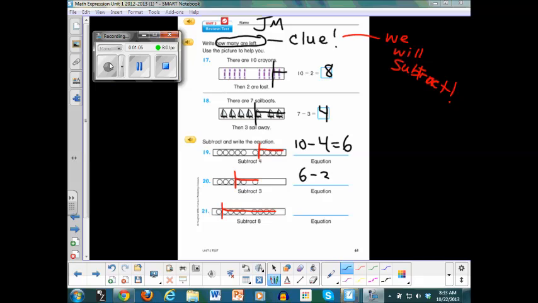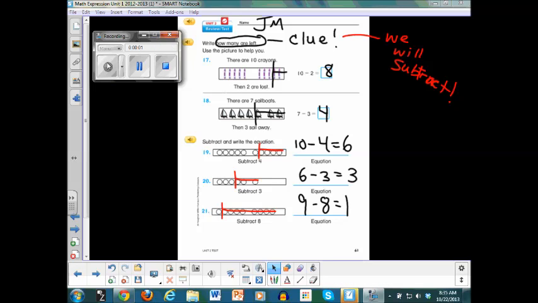6. Ooh. I know that 3 and 3 are partners of 6. I'm going to use that related fact to help me figure out that answer. And for number 21, how many were there before I subtracted 8? 9. Thank you, Brayden. 9, take away 8. Easy breezy. 1.